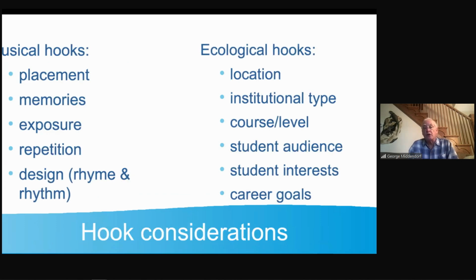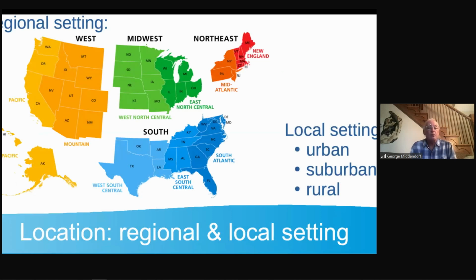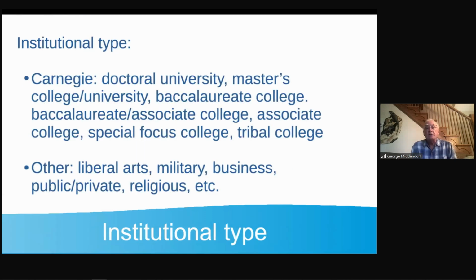And like musical hooks with the placement, memories, exposure, repetition, and design, ecological hooks need to consider aspects of the students or the audience itself. That includes the location of the institution in which you teach, whether it's West, Midwest, Northeast, South. There are specific aspects associated with each of those regions, as well as with whether your institution is in a local setting, whether it's urban, suburban, or rural. In addition, you might want to consider the institutional type, whether it's a Carnegie consideration of a doctoral or a masters or baccalaureate, or whether it's a focus on an HBCU, an MSI, or a tribal college.